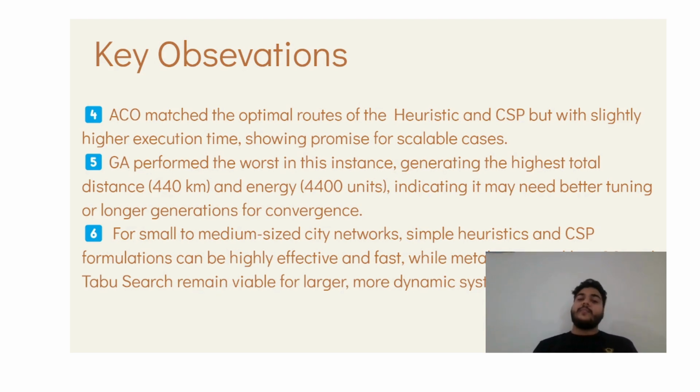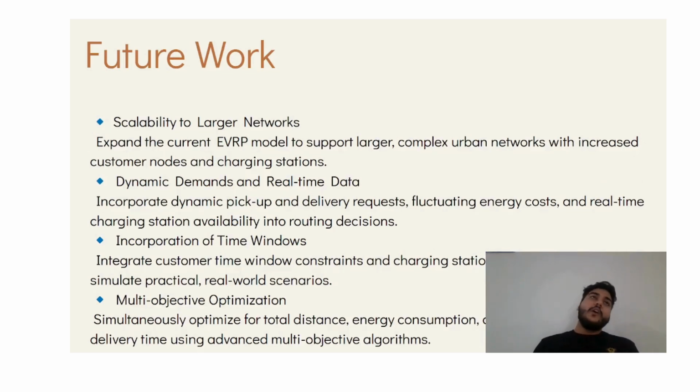For small to medium sized city networks, simple heuristic and CSP formulations can be highly effective and fast, while meta-heuristics like ACO and Tabu Search remain viable for large, more dynamic systems. Now coming to future work: scalable to large networks. Expand the current EVRP model to support large, complex urban networks with increased customer nodes and charging stations.